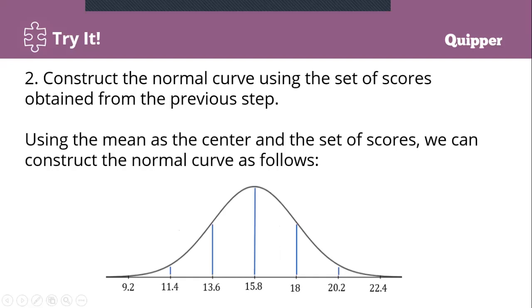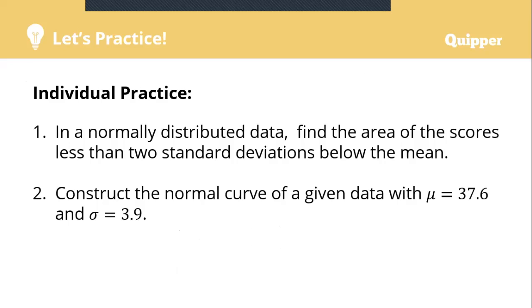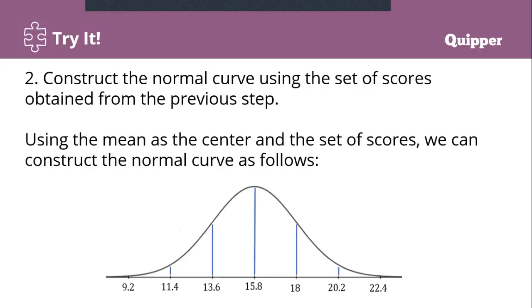After that, construct the normal curve using the set of scores. So for the normal curve, the mean, 15.8, is in the middle. Below it are the minus values: 13.6, 11.4, 9.2. Then the added values: 18, 20.2, 22.4. So that is the answer. Okay?